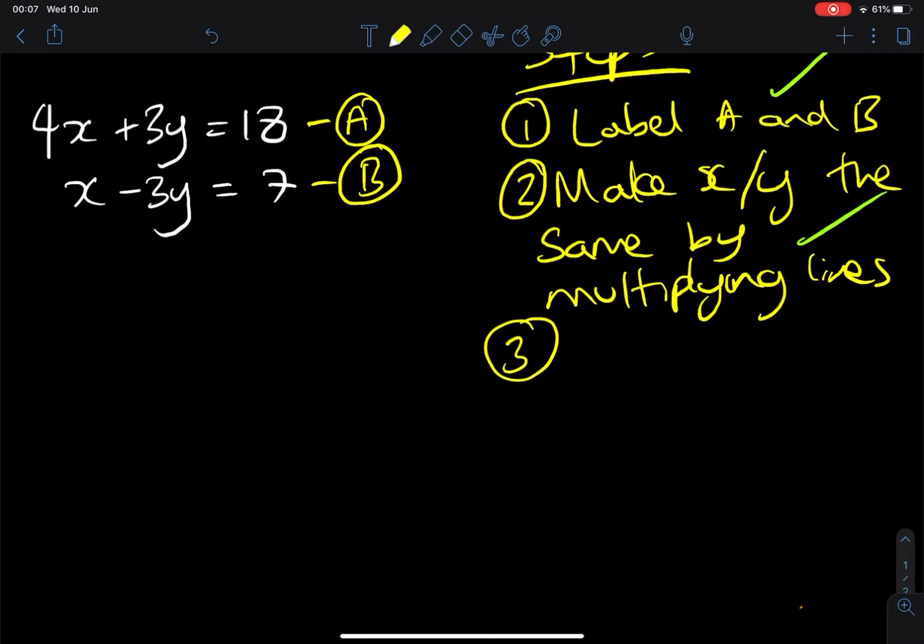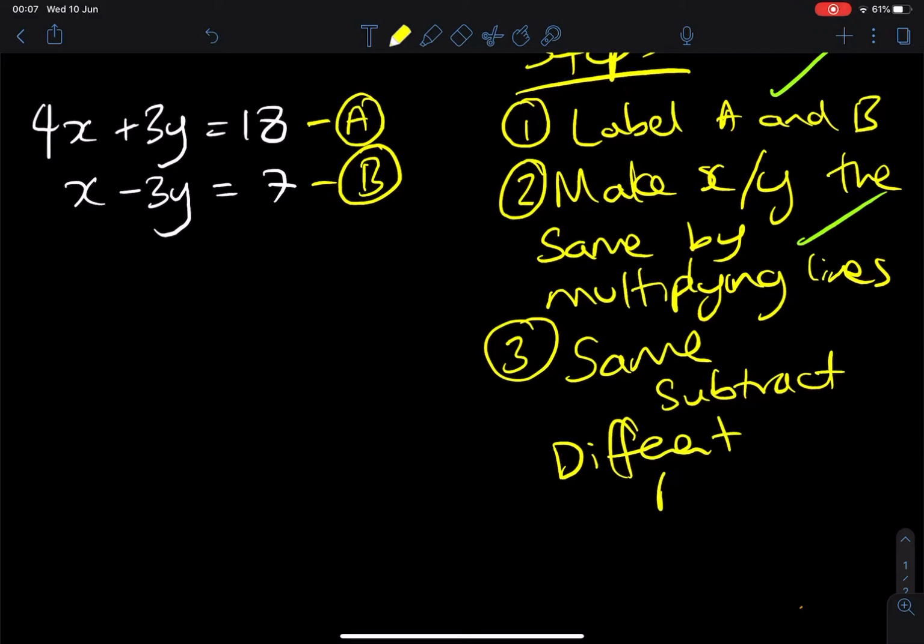Now once I've made x or y the same, I'm going to use a kind of helpful tool to help me remember the next step. It's called, if it's the same, you subtract. If it's different, you add. So S, D, and D here. Not exactly alliteration, but you get the gist.